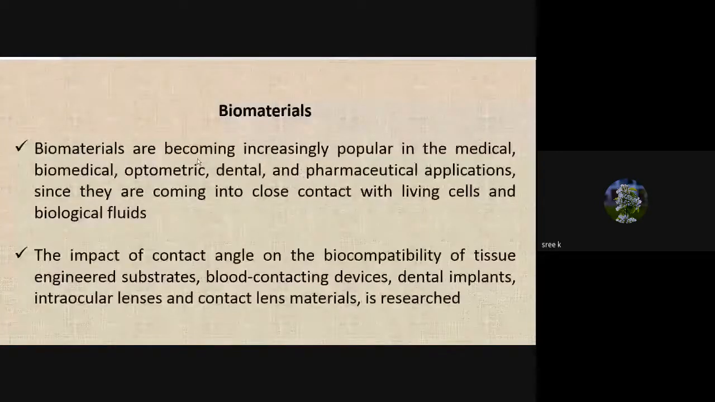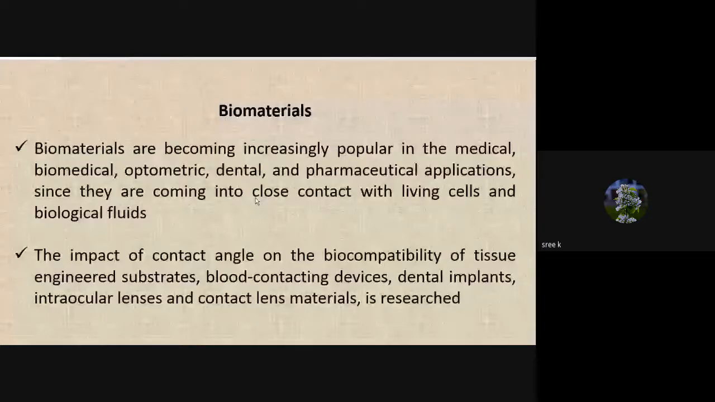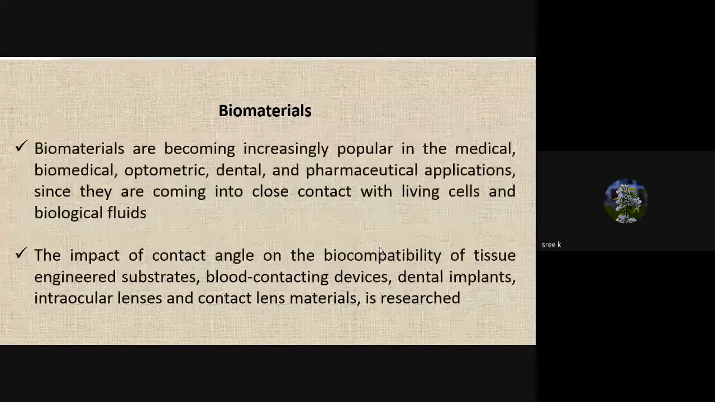Biomaterials are becoming increasingly popular in medical, biomedical, optometric, dental and other fields, since they come into close contact with living cells and biological fluids. The impact of contact angle on the biocompatibility of a tissue engineering substrate, blood contacting devices, dental implants. So the usage of contact angle measurement is endless. Everywhere you need to look at that particular aspect.